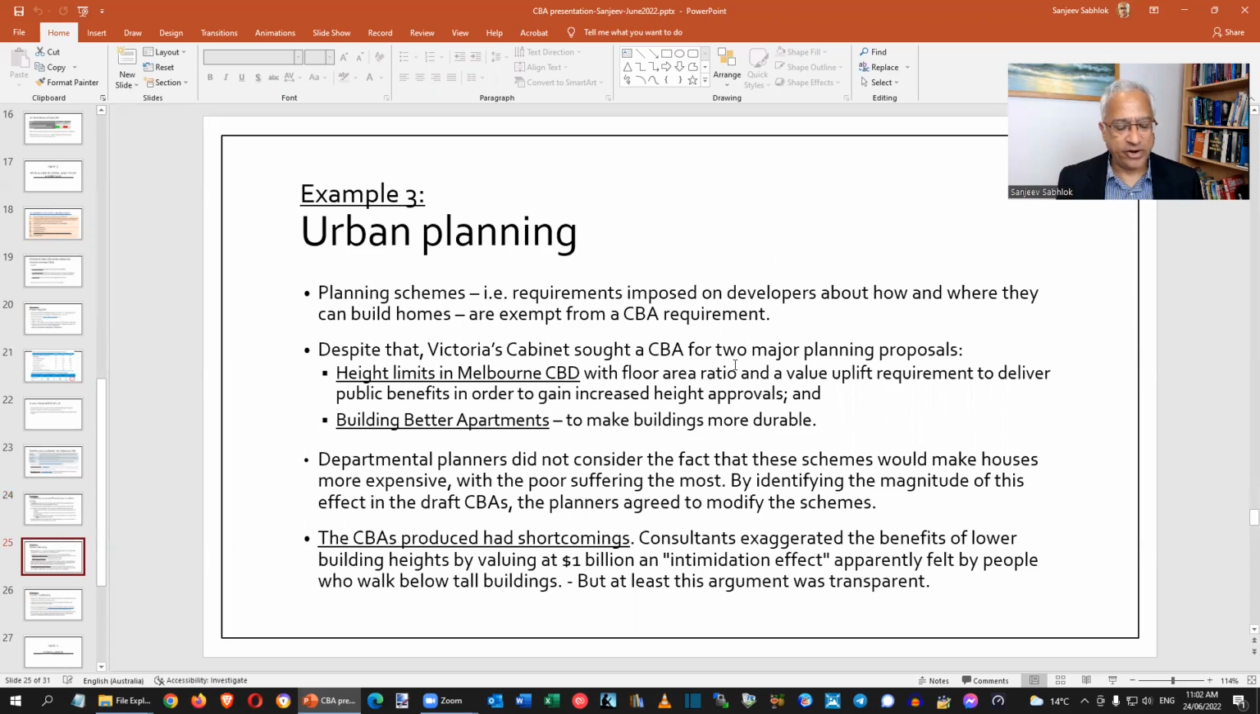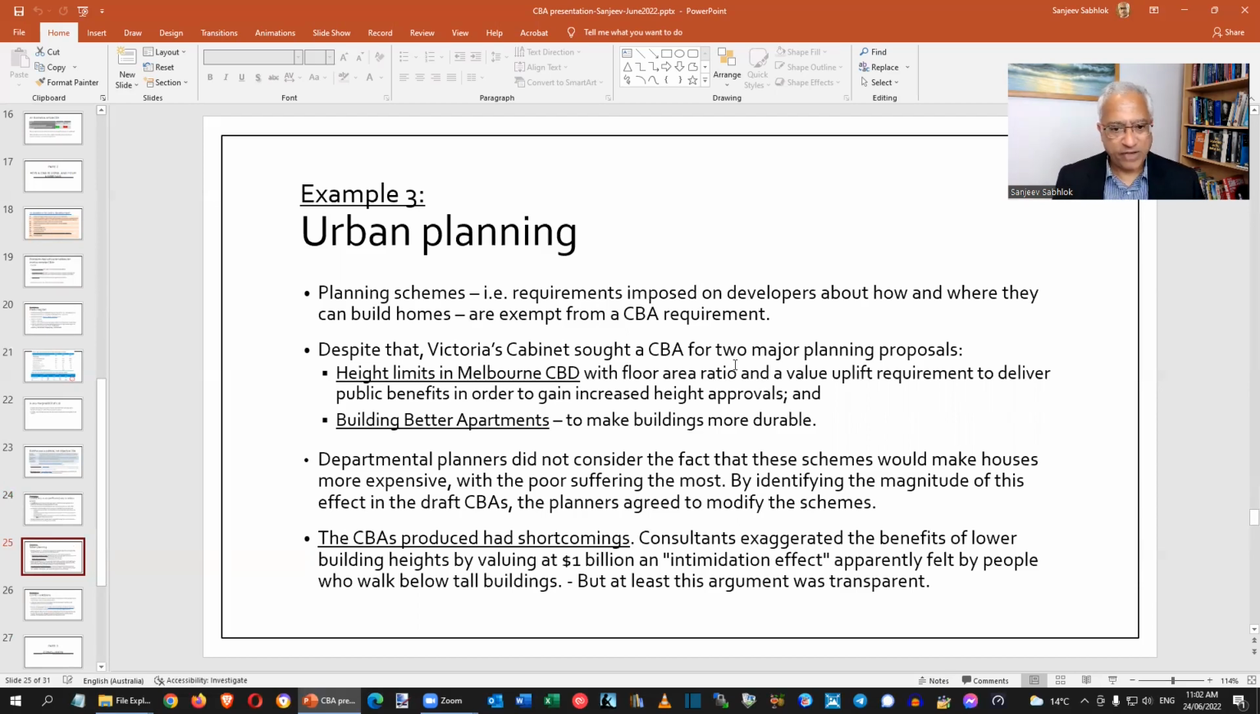Urban planning is another very good example of externalities. People say tall buildings, we don't want them, somebody wants them, different views, okay? So there's a thing called planning scheme. Many of you are familiar with the planning scheme. It actually puts requirements and restrictions on what builders can do, etc. And these are exempt in Victoria from a cost-benefit analysis requirement. That's a really, really bad idea, but we won't go there right now.